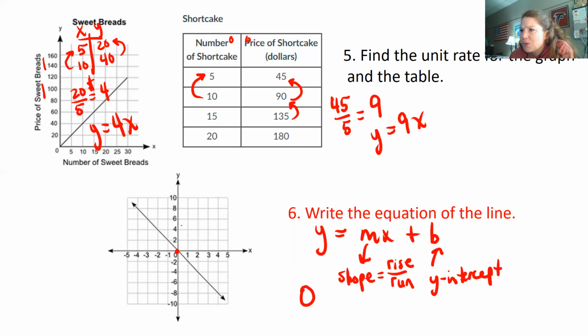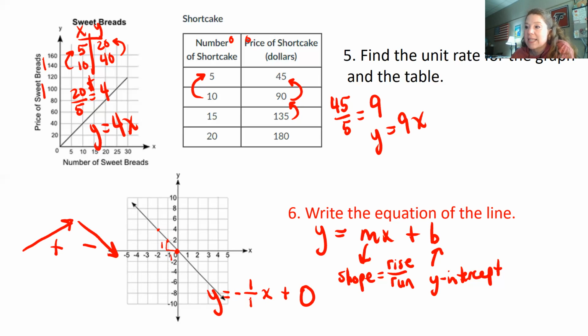Now we want to find 2 places where it goes through. We could use this point and 0, 0. We could use this point and 0, 0. Either way, we would get 1 over 1 or 2 over 2, which is 1. And so our rise is 1, our run is 1. So we multiply x by 1 over 1. Our y-intercept is 0. Now, the last thing I need to do is think, okay, does my line go up and to the right? Or does it go down and to the right? And of course, it goes down and to the right.